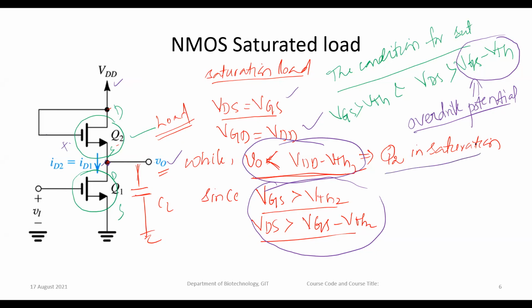Okay, for example, because of this capacitor charging process, if your V0 value is greater than VDD minus VTH2, what happens? Your device goes into the cutoff region. Who will go to the cutoff region?